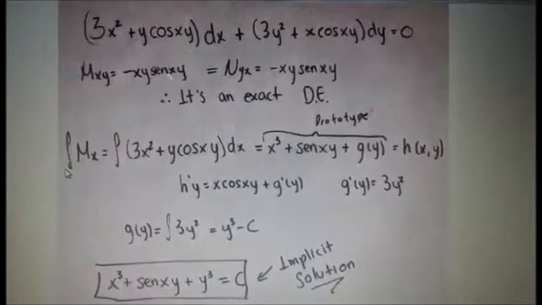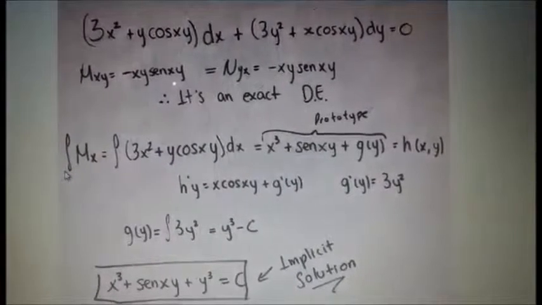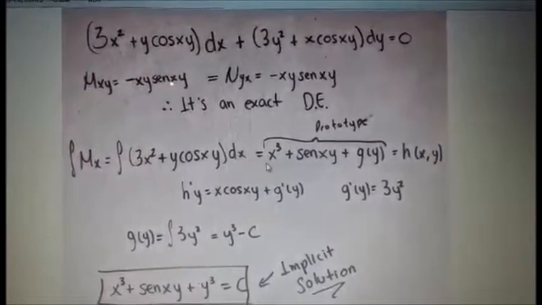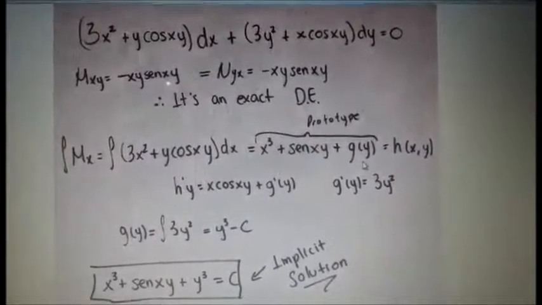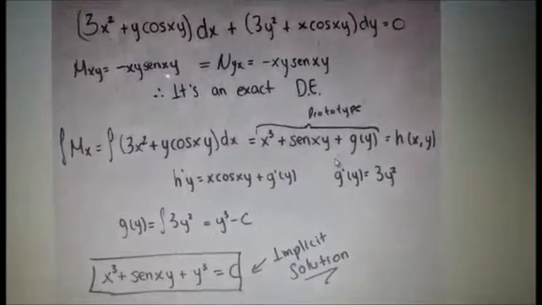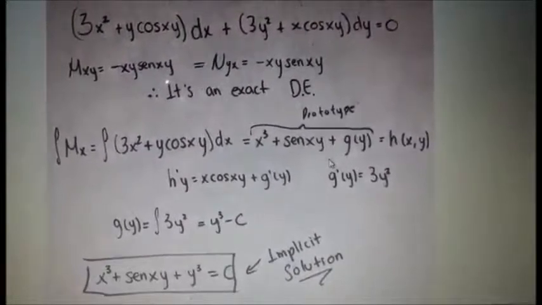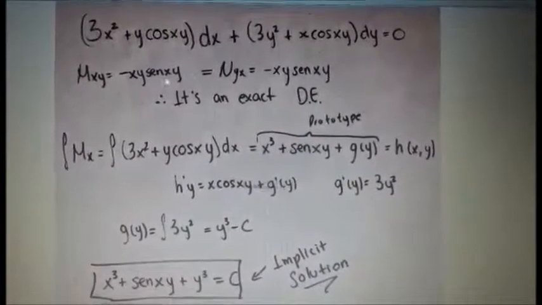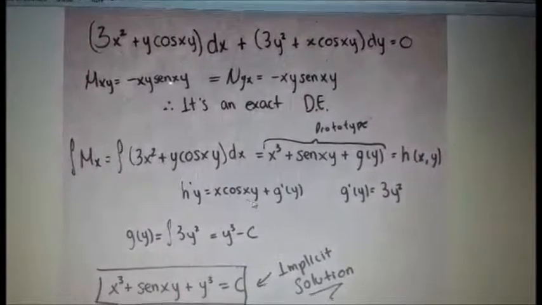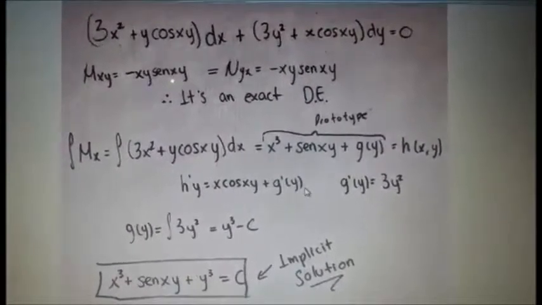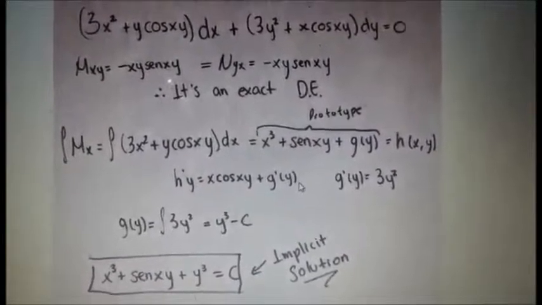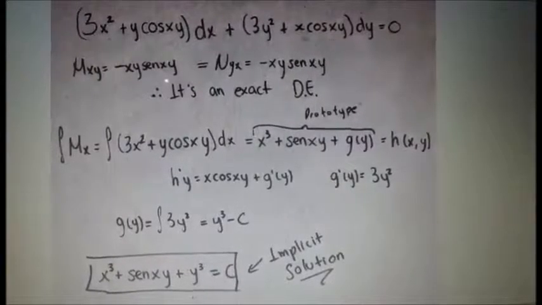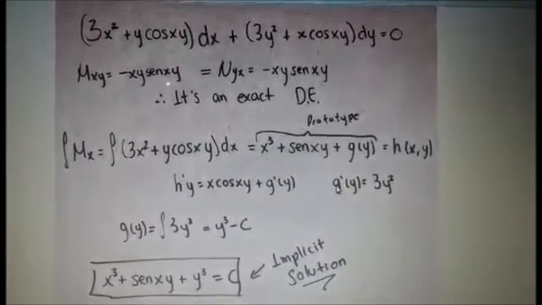The next step is that we have to integrate M, which is this term, and then we have our prototype, but we have g of y. To obtain g of y, we have to derive our prototype in terms of y, and it comes to this. Then we compare our derivative prototype to the original differential equation term of N, and we have this term, but we're missing this one, so this becomes our g prime.